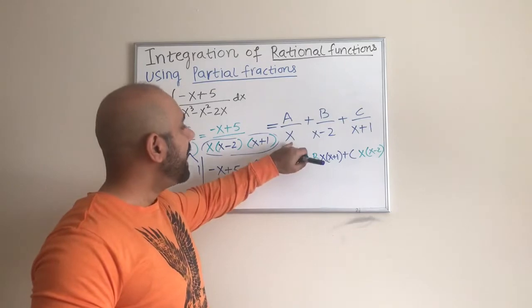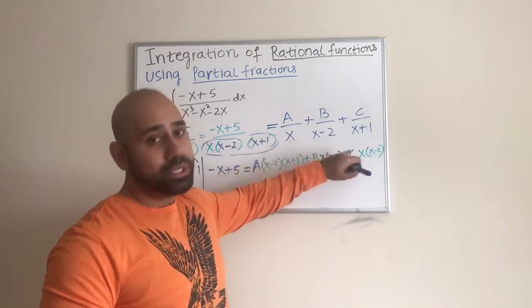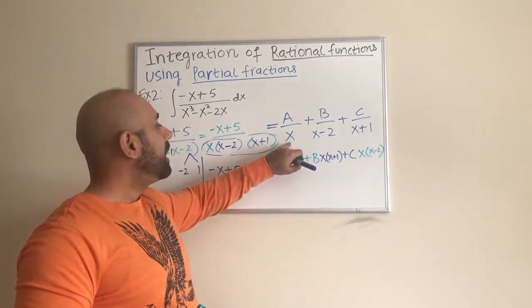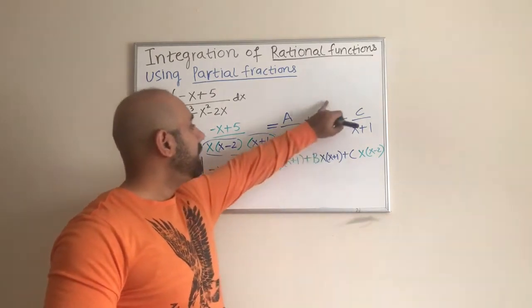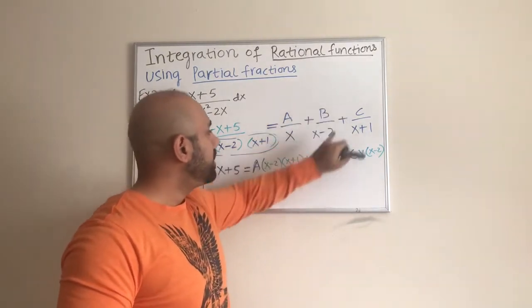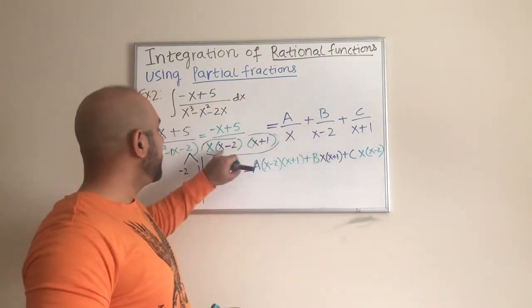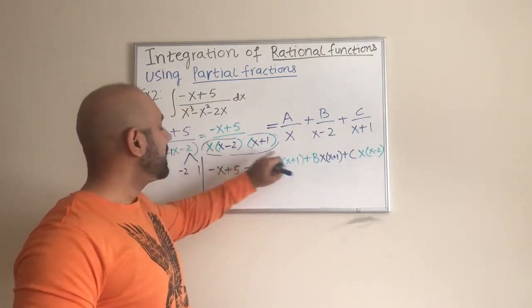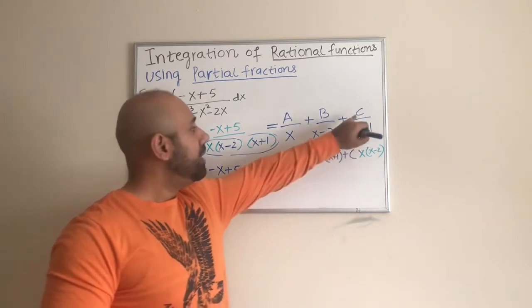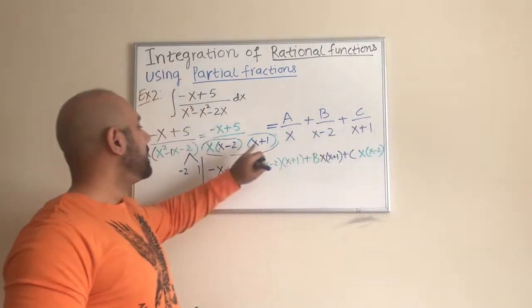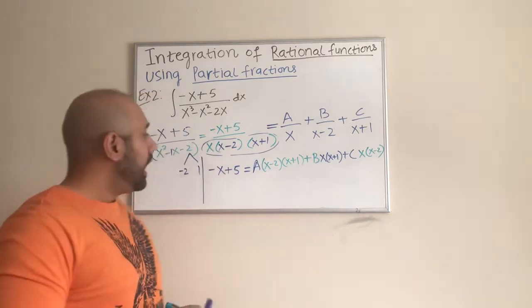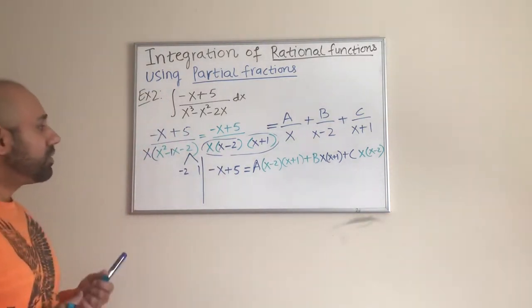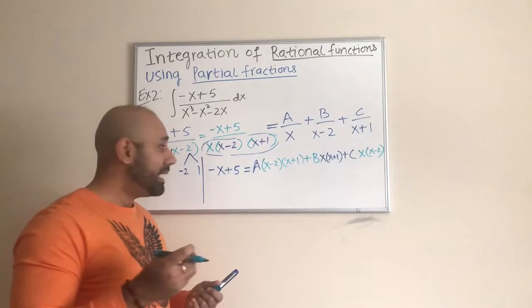On the right-hand side, I have to multiply to each individual term. I multiply to this guy, x crosses out. I'm left with x minus 2 and x plus 1. When I multiply to this ratio, x minus 2 and x minus 2 goes away. I'm left with x and x plus 1. That's what I wrote here. And with the last one, x plus 1 crosses out. I'm left with just x times x minus 2. Okay. Then from here, the goal is to find the values for a, b, and c.